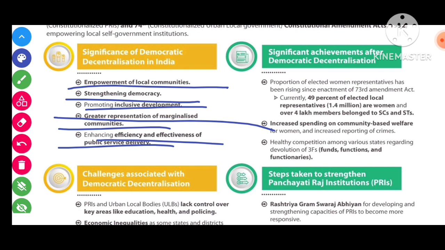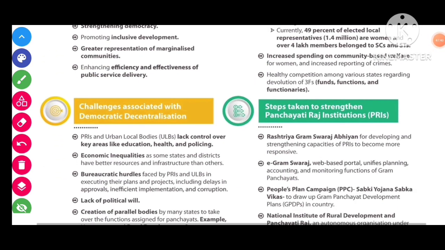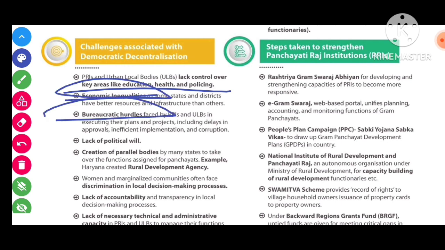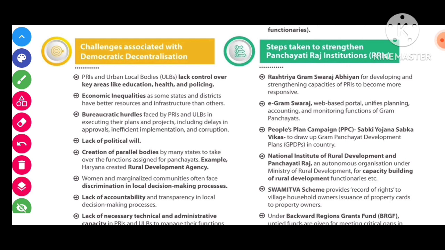Okay, and the principle of subsidiarity. Remember this. Okay, what are the challenges associated with democratic decentralization? Panchayati Raj institutions and urban local bodies lack control over key areas such as education, health, and policing, along with economic inequalities and bureaucratic hurdles. So these are some challenges regarding democratic decentralization.